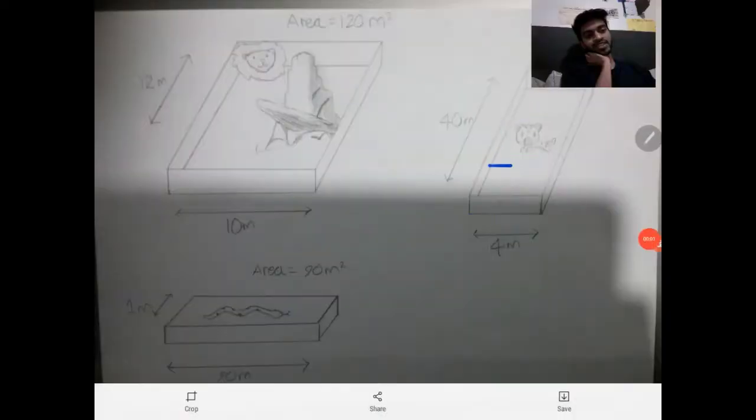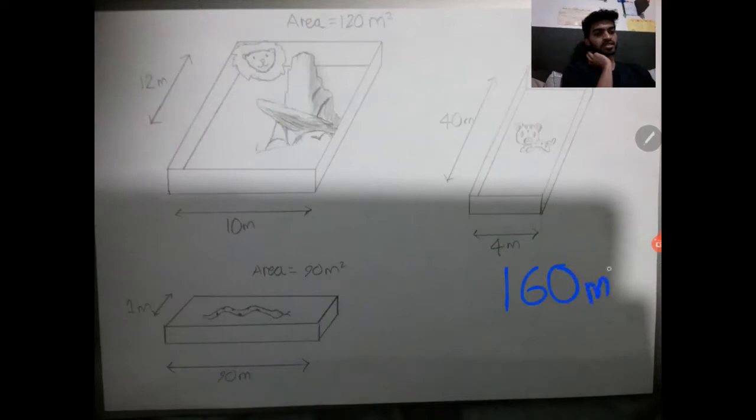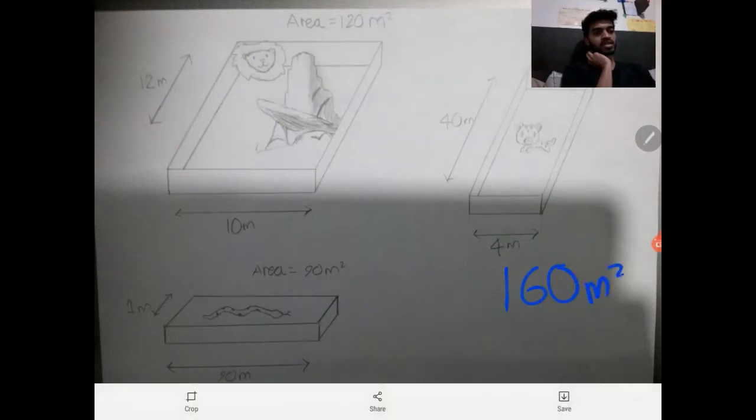I've got the cheetah's enclosure over here. As you can see, it's not very wide, but it is very long, so he can go running up and down his enclosure. The total area would be 40 times 4: 4, 8, 12, 16. So the total area is 160 meters squared, which I've written up there, but the camera's covering it.